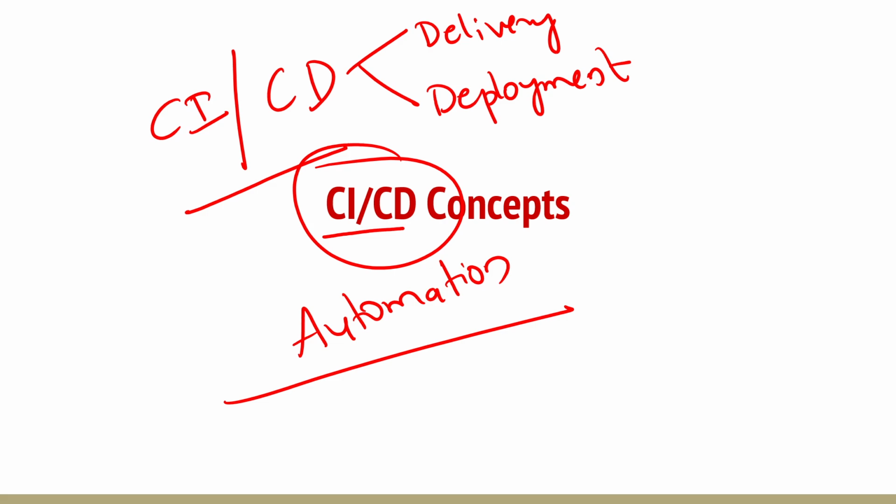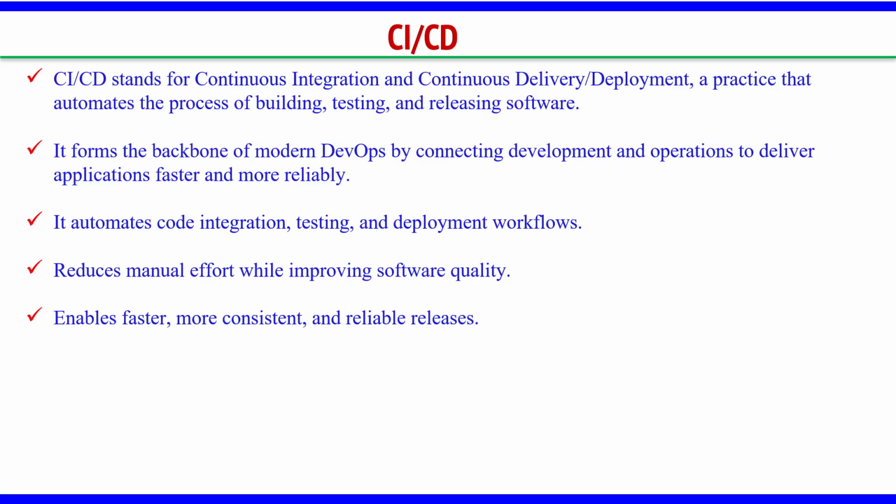So let's understand about this CI/CD. CI/CD stands for continuous integration and continuous delivery or deployment. It is both delivery or deployment. Initially it was only delivery, but later continuous deployment also became part of CI/CD. It's a practice that automates the process of building, testing and releasing the software.